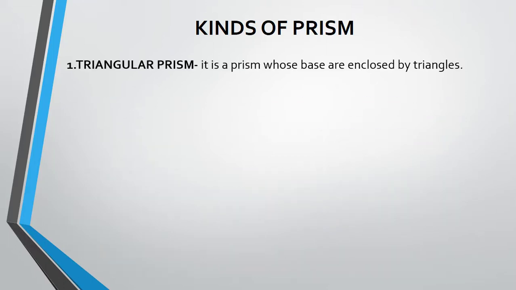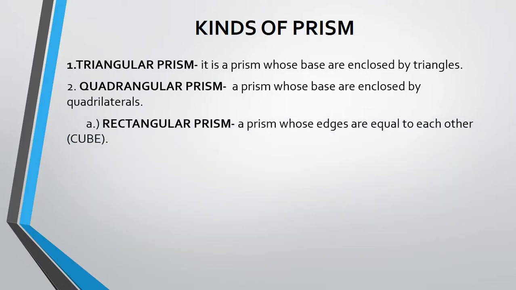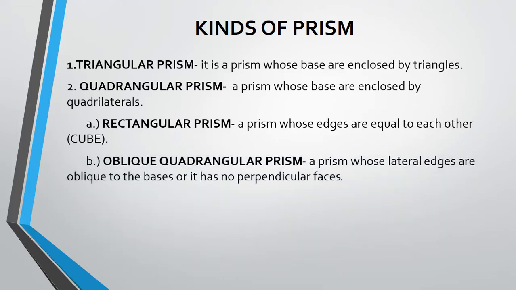First is the triangular prism. It is a prism whose bases are enclosed by triangles. Next, quadrangular prism. A prism whose bases are enclosed by quadrilaterals. There are two types of quadrangular prism. The first one is the rectangular prism. A rectangular prism whose edges are equal to each other is called the cube. Next is the oblique quadrangular prism. It is a prism whose lateral edges are oblique to the bases, or it has no perpendicular faces.